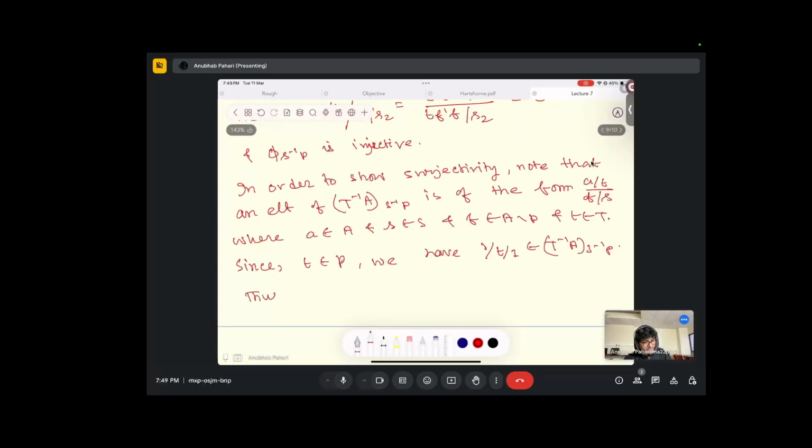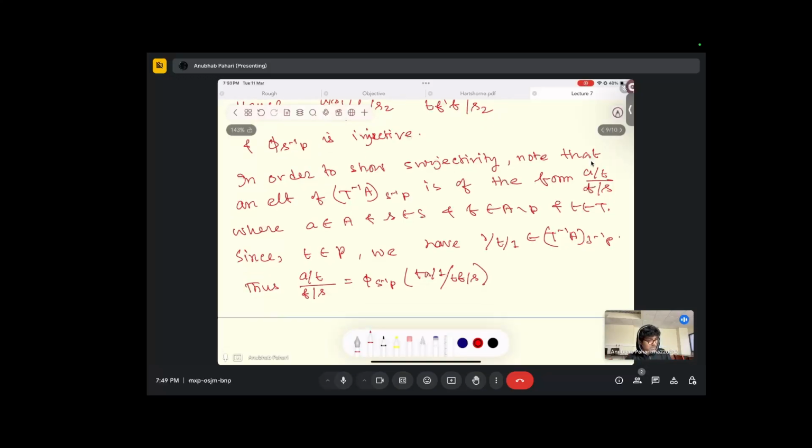Thus a by t f by s equals to phi of S inverse P of ta by 1 over tf by s, and phi S inverse P is surjective, and we are done.